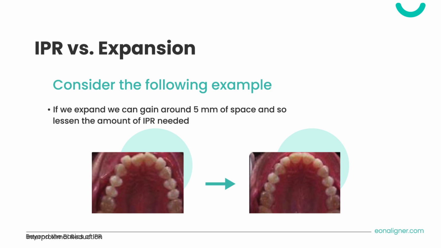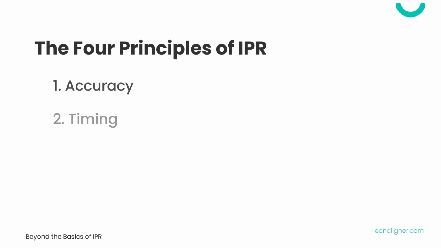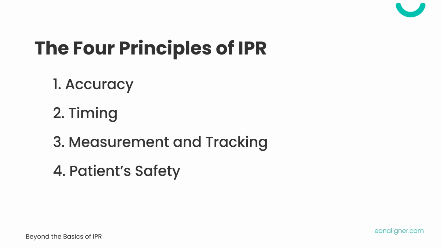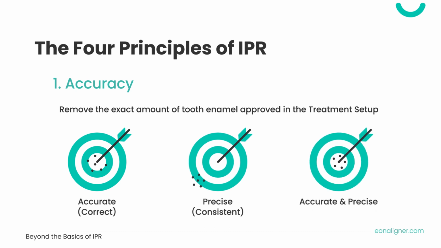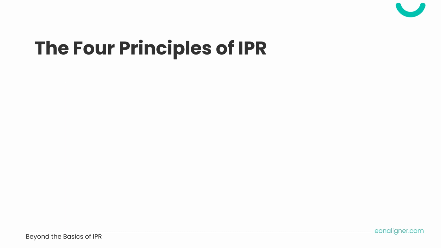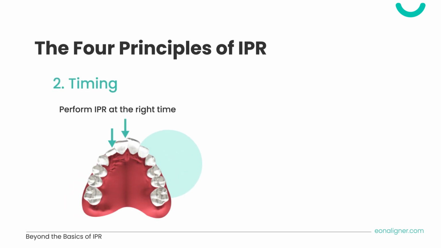Hypothetically speaking, let's see this case here. We need around 8 millimeters to align the teeth, so expansion will give us up to 5 millimeters, and we'll do IPR for the remaining 3 millimeters. We have 4 principles for IPR: accuracy, timing, measurement and tracking, and patient safety. Accuracy. Remove the exact amount of tooth enamel approved in the treatment setup. Second, timing. It should be performed where the contact point is properly accessible.